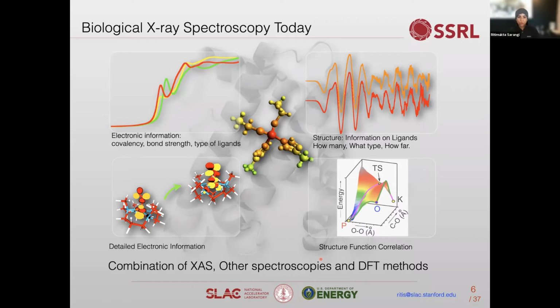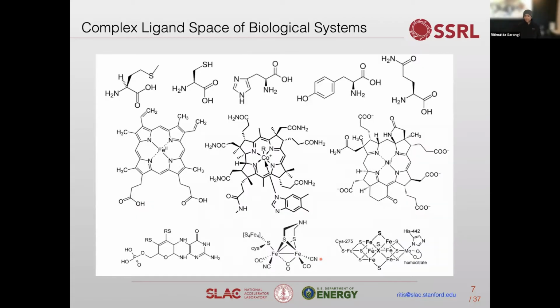Okay, so moving forward, again, for those of you who are not familiar with biological systems, it has a complex ligand space. Here on the top are some amino acid ligands, showing that just the amino acids can coordinate to the metal center through sulfur, oxygen, nitrogen. And on top of it, there are these other very cool ligand systems. These are these ring compounds.